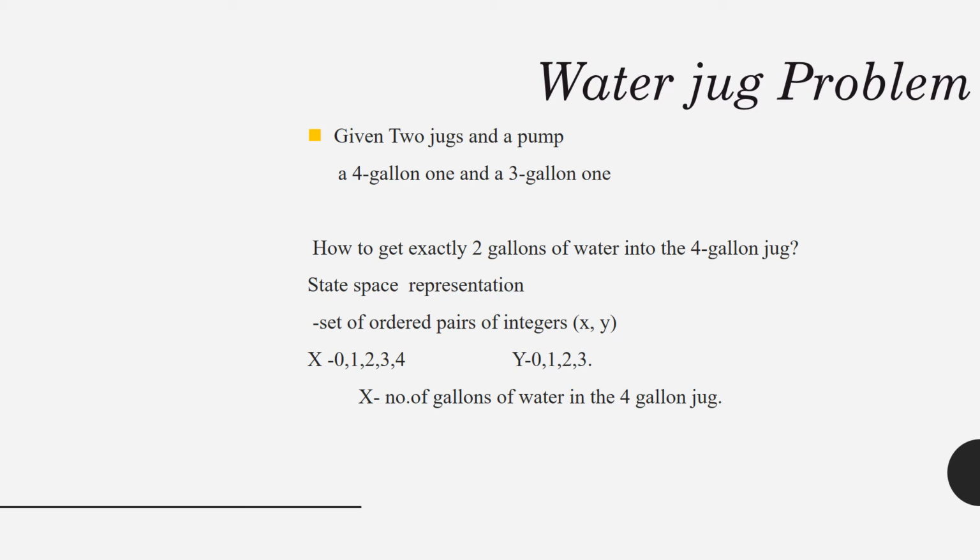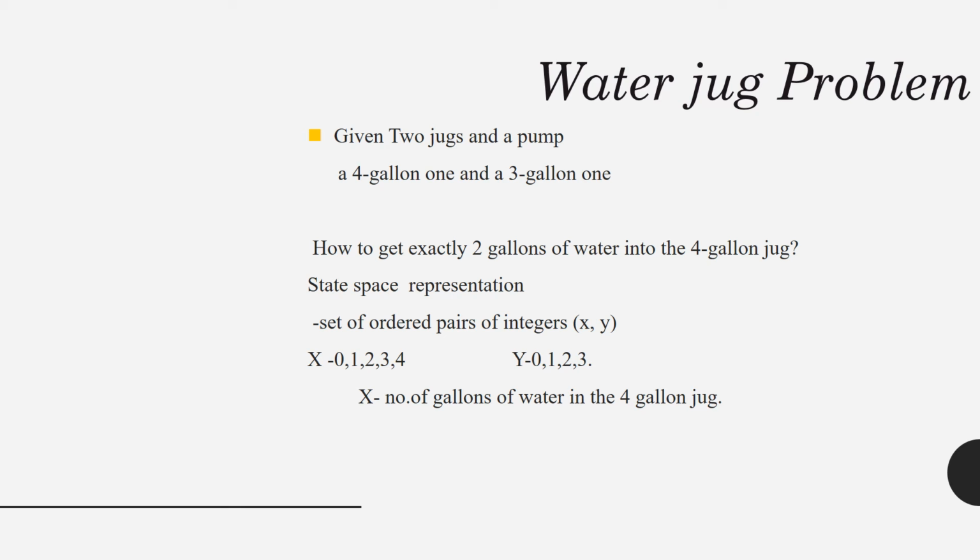As you know that we don't have any measuring markers on the jug, so it is not very easy to get exactly 2 gallons of water in the 4-gallon jug. So if you want to solve this AI problem, first you have to know how to represent this problem so that machine can understand it. Using some kind of mathematical notations, you have to represent the problem. A set of ordered pairs of integers can be used for representing different states of the problem.